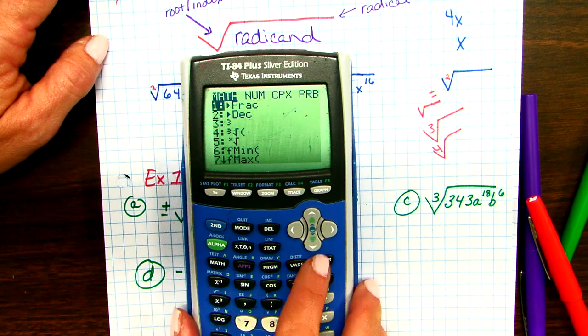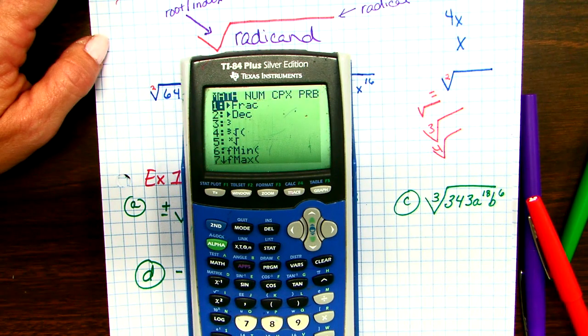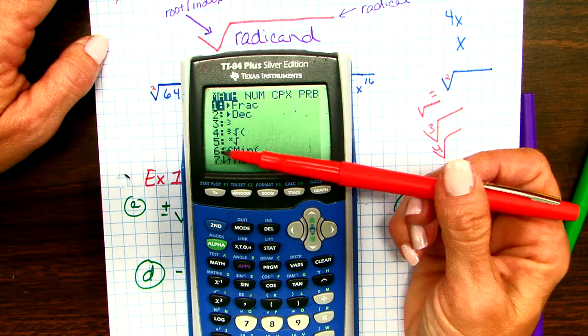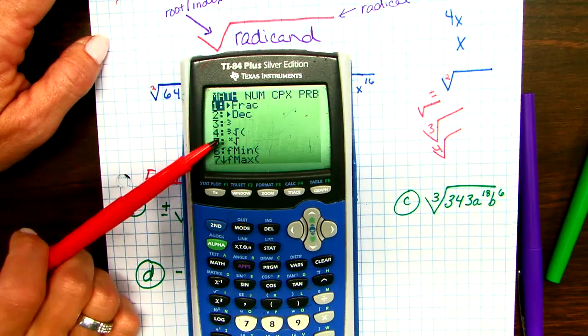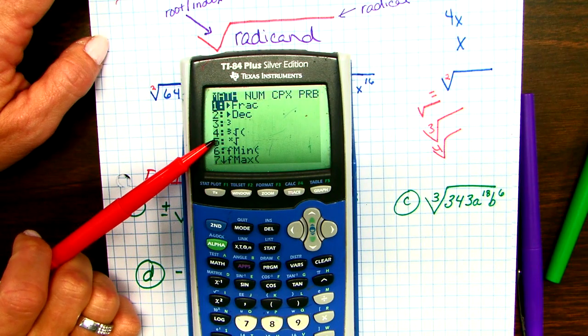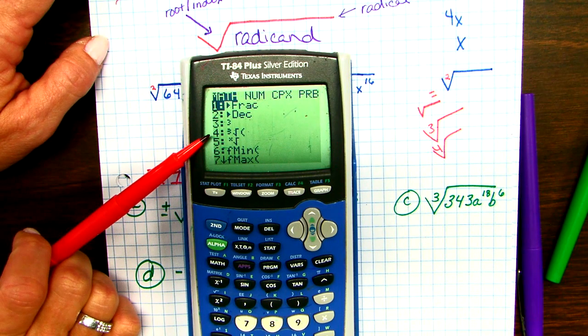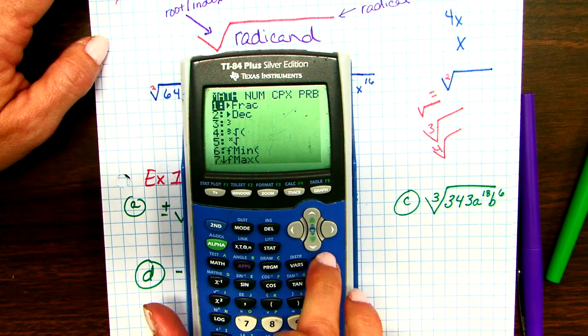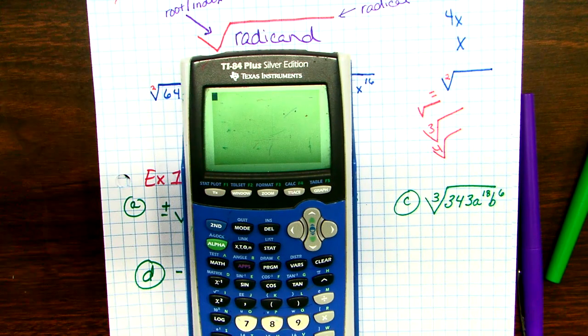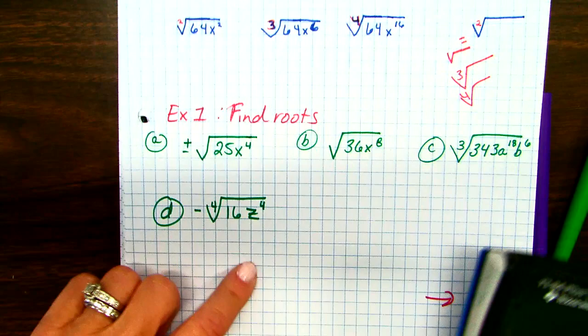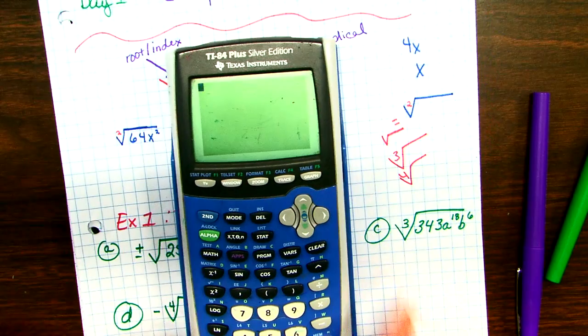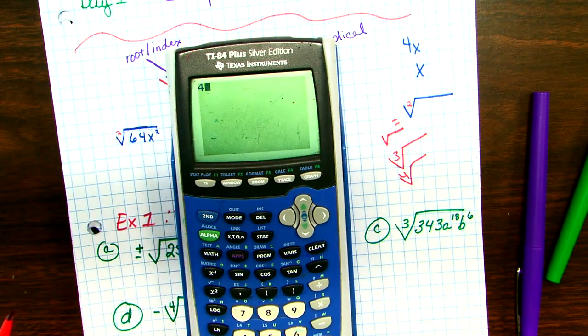Now, what if you want to do a 4th root or a 5th root or something bigger than that? Look at number 5. It has an X there. That means you can put any number you want there. But to do so, go back to your home screen, just hit clear. You have to hit the number 4 first. So we're going to have to do the 4th root of 16 in a minute. So you have to hit 4 first.